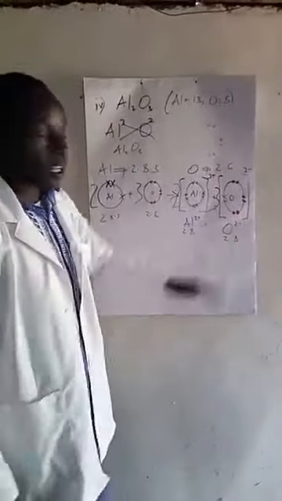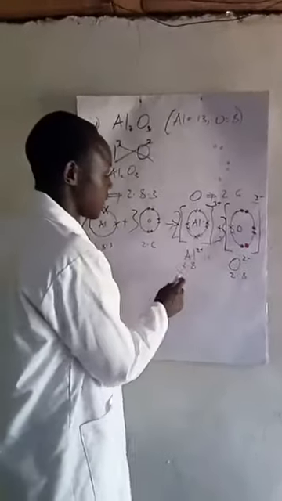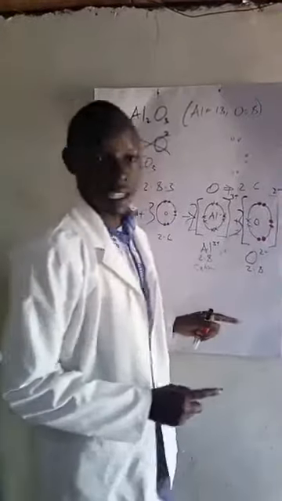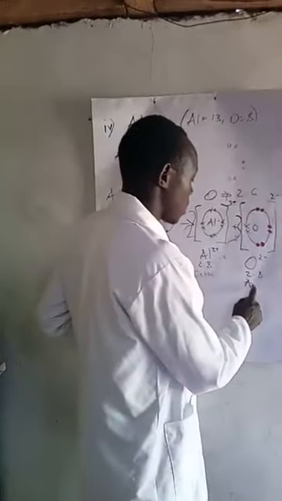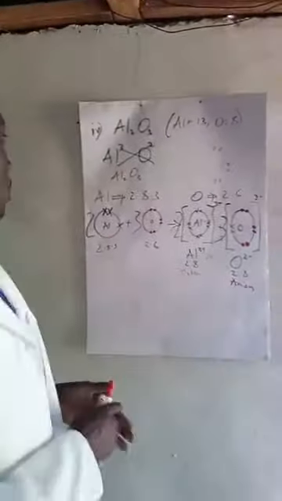So in this case also, the aluminium ion, because it is positively charged, becomes the cation. Oxygen, because it is negatively charged, becomes the anion. So that is what we have for this.